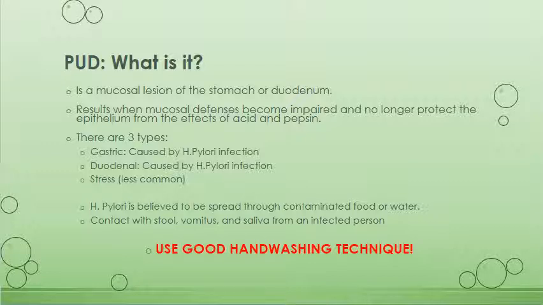H. pylori is believed to be spread through contaminated food or water. Contact with stool, vomitus, and saliva from an infected person can put one at risk. So again, use good hand washing techniques.